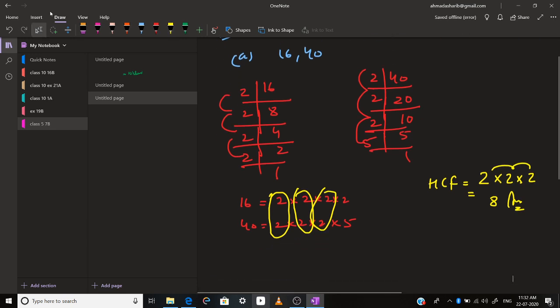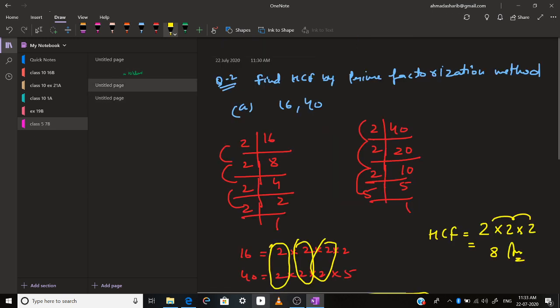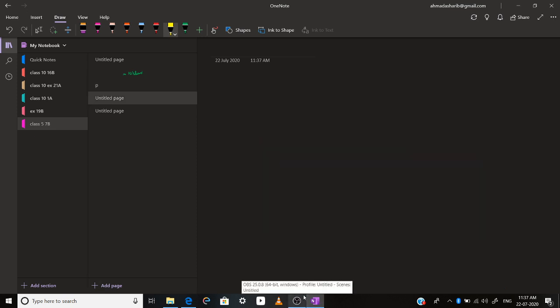So what you have to do, students, in question 2, you have to do question A, B, then C, then D, E, only these questions, A, B, C, D, E. And in question 1, you have to do all of A, B, and C. Okay, I hope it is clear. Now I'm going to explain question 3.